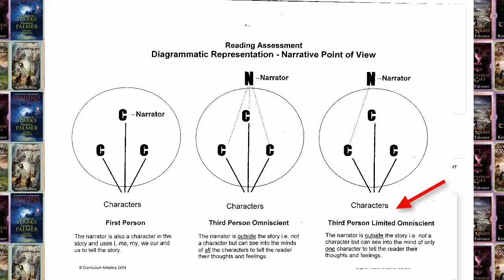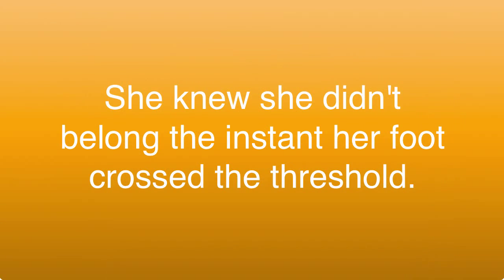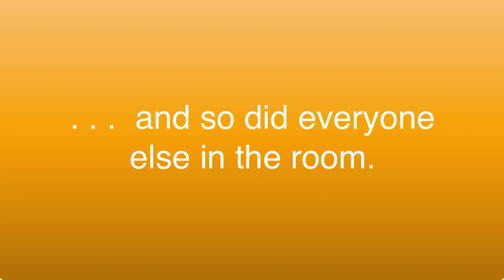The third person, probably the most common approach to POV, is more distant and it can have more opportunities. This is where the narrator tells you what's happening. It can be limited or it can be omniscient, where the narrator knows what's going on in everybody's head. So it's something like, "She knew she didn't belong the instant her foot crossed the threshold." That's past tense. Omniscient would be, "She knew she didn't belong the instant her foot crossed the threshold, and so did everyone else in the room."